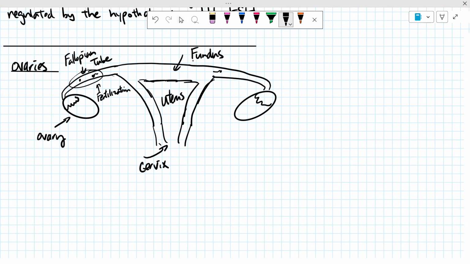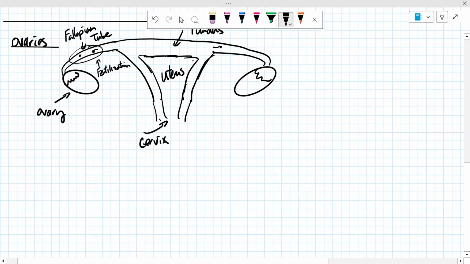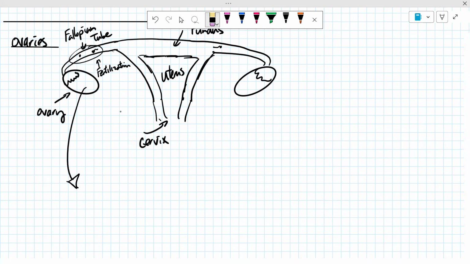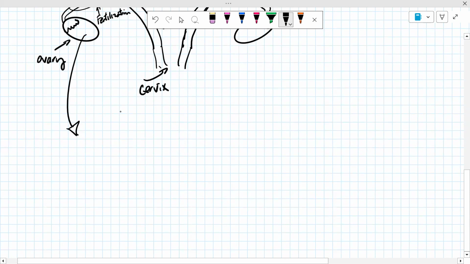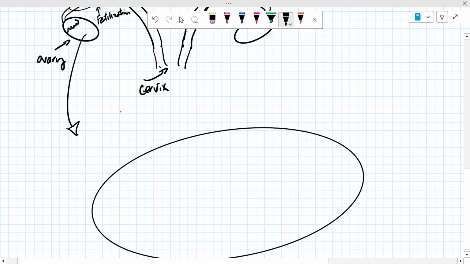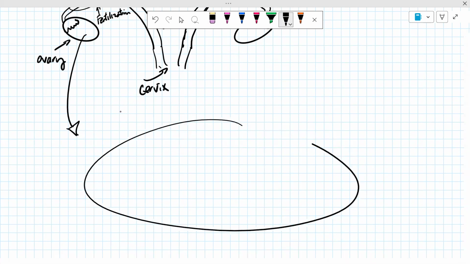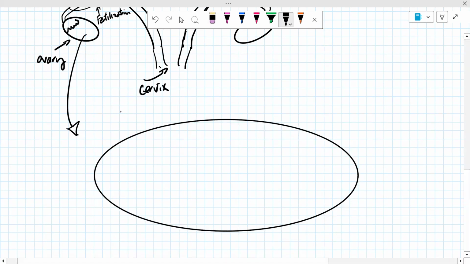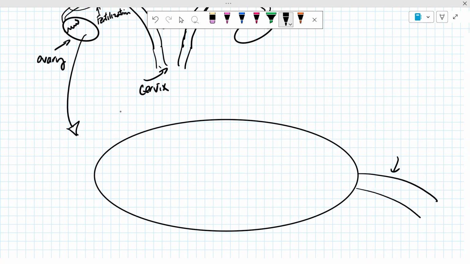Okay, let's take a closer look at the ovary. There we go. Oops. Let's try it one more time. Okay. So that is, you know, the fallopian tube, huh?